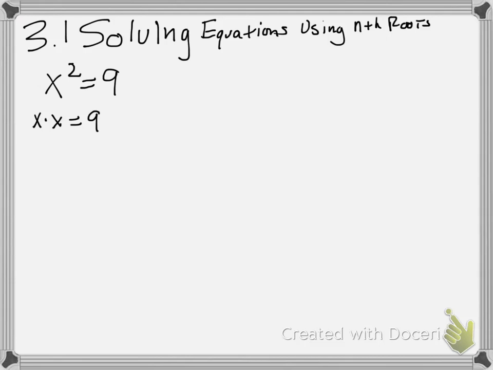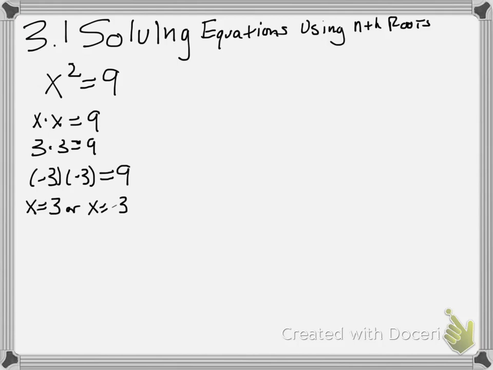Now, of course, you're probably thinking 3 times 3 is 9, and that's true, but that's not the only thing that equals 9. We could also use negative 3 times negative 3, because the product of two negatives is also a positive. So as a result, we have two possible solutions for x. X could be 3, or x could be negative 3.